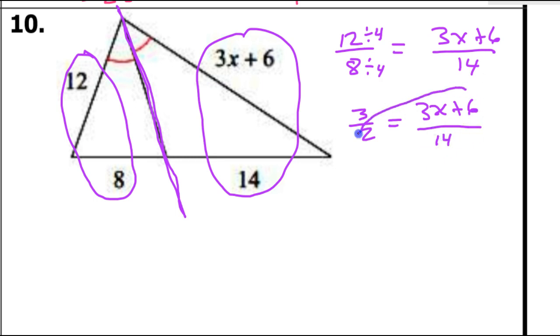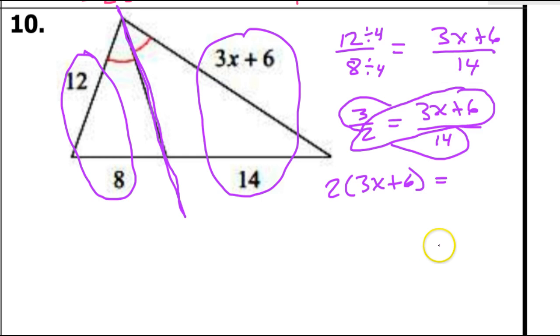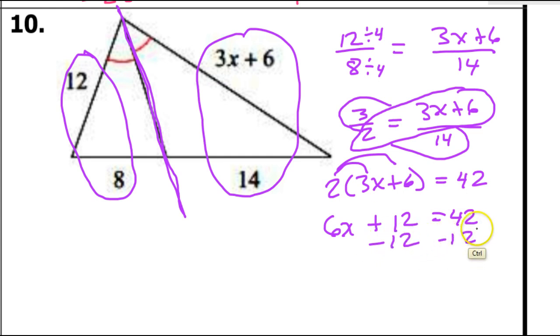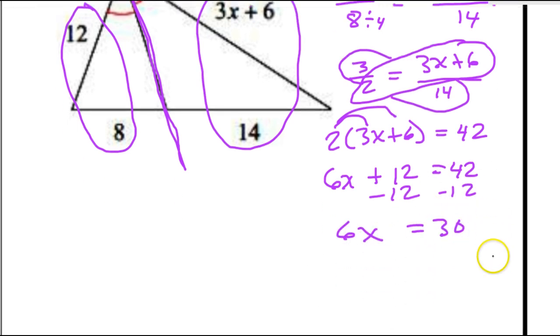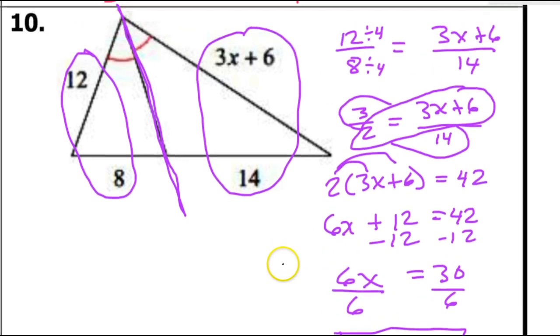Okay, cross multiplying, I'm going to multiply these two together. So I'm going to do 2 times 3x plus 6. And then I'm going to multiply these two together. And that's 42. So a little distributive property here, and I have 6x plus 12 is equal to 42. Subtract 12 from both sides, and that's going to be 30. So I have 6x is equal to 30, and then divide both sides by 6. And we get x is equal to 5. So that will be the final answer for number 10.